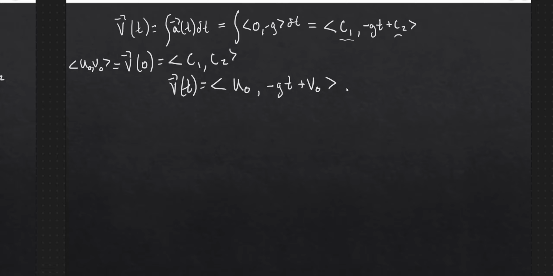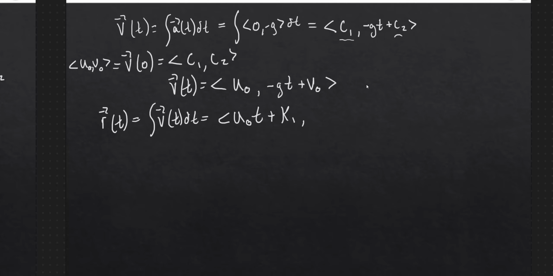Cool, so that's velocity. To get position, we simply find an indefinite integral of velocity, v of t dt. So what will that look like? That'll look like u0 t plus some constant. Let's call this one k1. And then over here, I'll have minus 1/2 gt squared. Almost forgot how to integrate there for a second. Minus 1/2 gt squared plus v0 t plus some constant in the y direction.